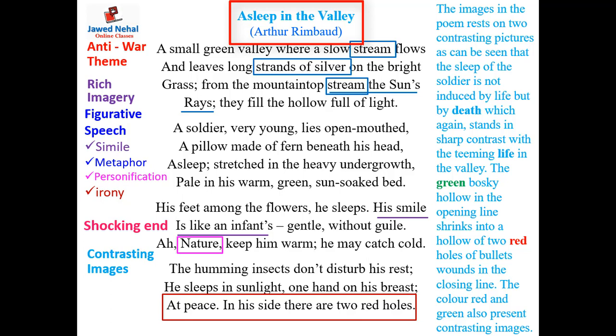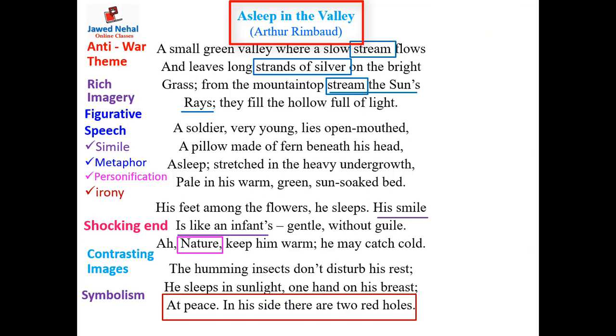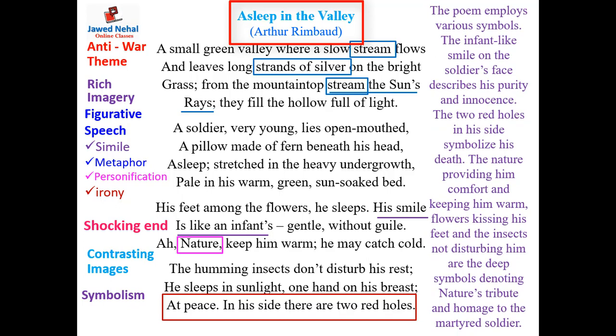Last but not the least is symbolism. The poem also employs various symbols. The infant-like smile on the soldier's face describes his purity and innocence. Nature spreading its bed for the soldier's comfort, the sun keeping him warm, flowers kissing the soldier's feet, and the insects not disturbing him in his sleep are very deep symbols denoting nature's tribute and homage to the martyred soldier. And of course, the two red holes in the end are another symbol for his death.